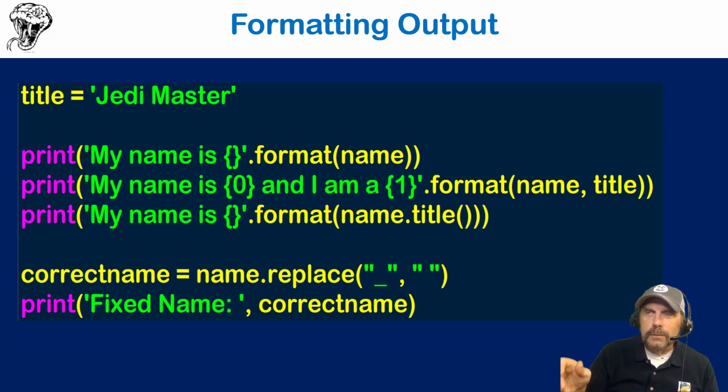Now, it is possible, I saw an example where they flip the numbers around and it substitutes them in a weird way. You can do that. Like wherever it sees 0, it's going to place the first parameter in. But it's good to try to make it as readable as possible.